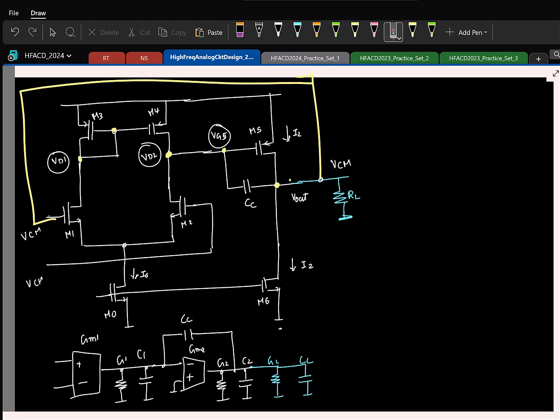If you connect the resistor to ground, that is going to draw DC current. Your entire biasing will get screwed. So what should you connect the other side of RL to? VCM. Yeah, you don't want to have any DC current flowing through this. Okay. So all your load resistors you connect there.